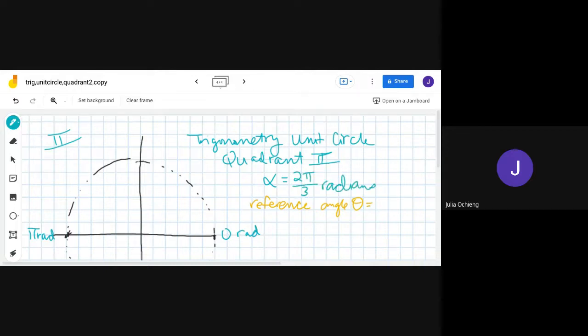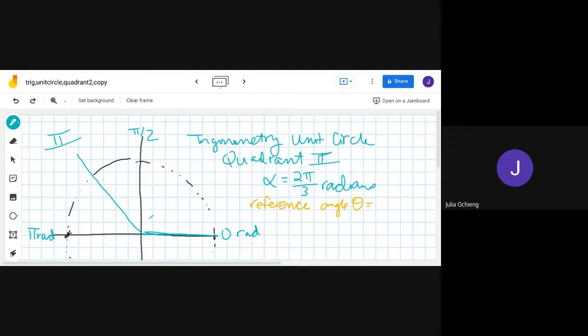So if I were to draw that, here is the positive x-axis right here. So that's our start side, and then the terminal side of the angle is going to end somewhere in here if it's 2 pi over 3. Because remember, from here to here is pi over 2 radians, and then from here to here would be pi radians. So 2 pi over 3 would be somewhere around here.